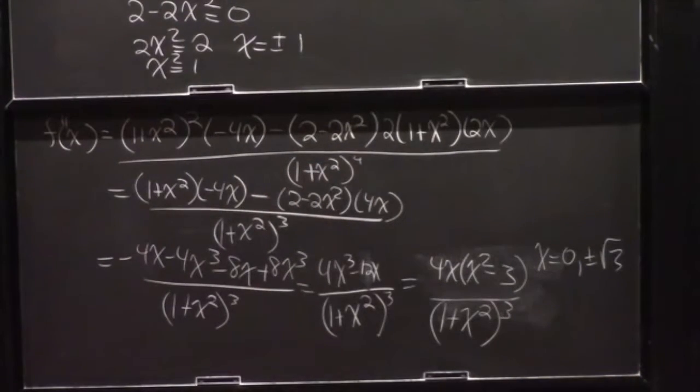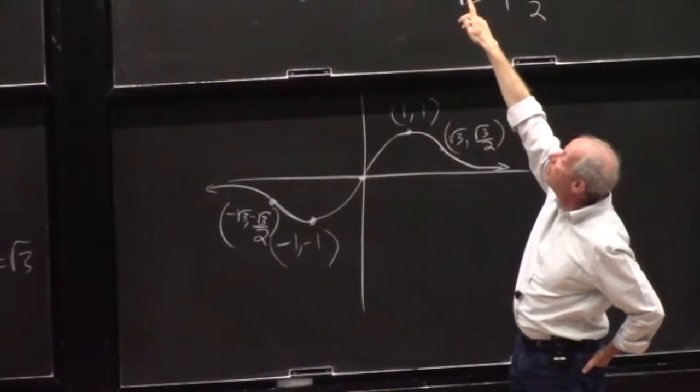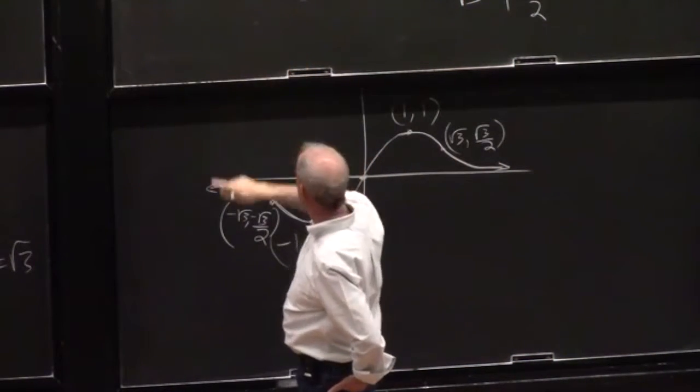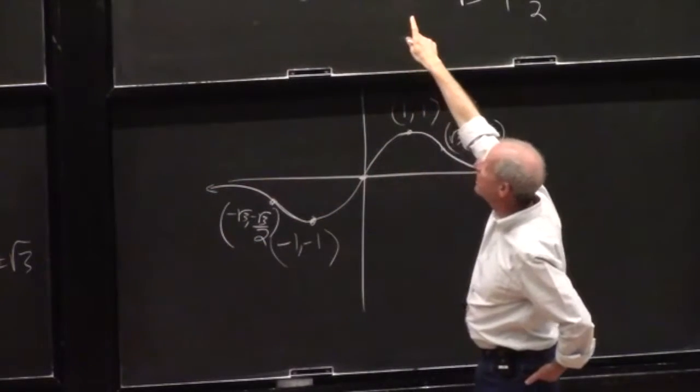Now you just have to test the values. So where first derivative is negative, function's going down, and where first derivative is positive, the function's going up. Where the second derivative is negative, it's concave down. And when the second derivative is positive, it's concave up.